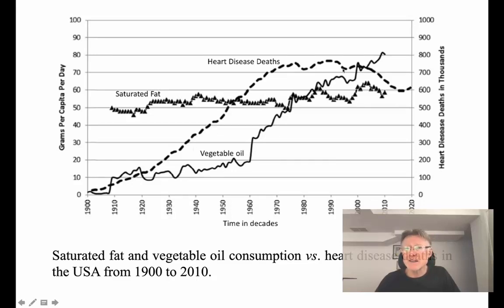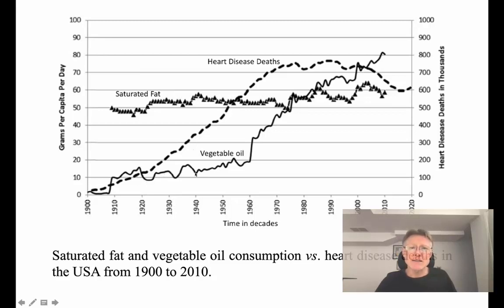We have between 600 and 800,000 deaths related to cardiovascular disease or heart disease. Now, it doesn't correlate at all with saturated fat intake. If anything, it correlates more with vegetable oils. See here, it follows a very, very similar pattern. Early on, up to 1910, 1920, we didn't see much, but then it was progressively increasing.